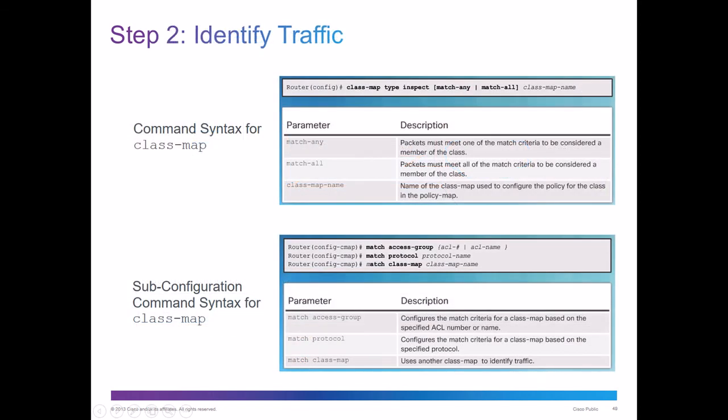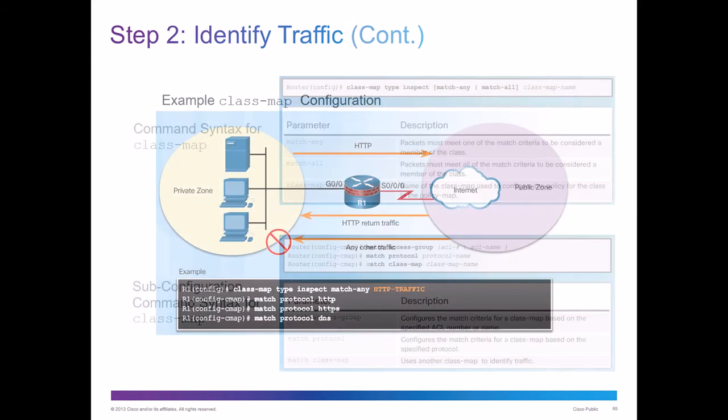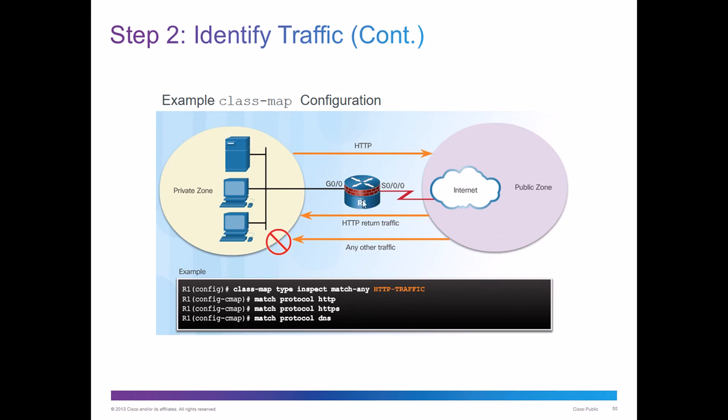Second step is you identify the traffic by using the class map type. Here's the example that you want to do between these two. So write this down. I want to create a class map type inspect, match any, or by the way, you can match all. Match all means all of these have to be matched. If you type match any, if any of these are matched, then you are a member of this class.